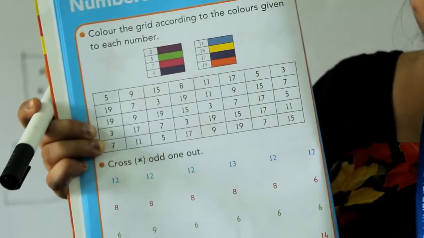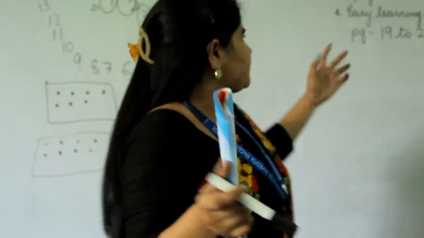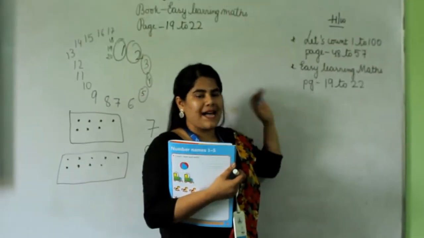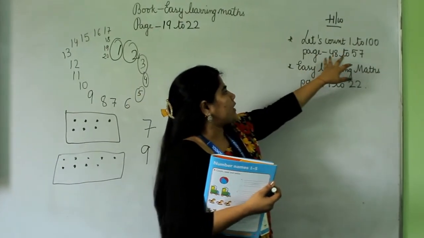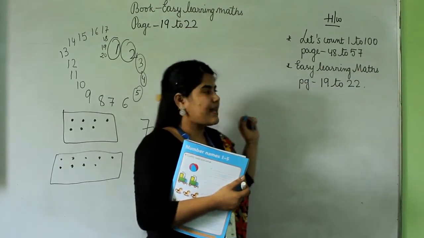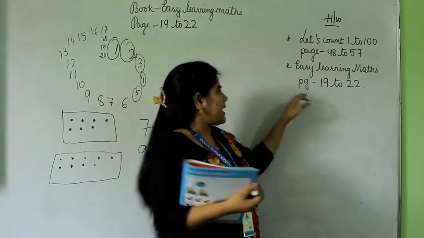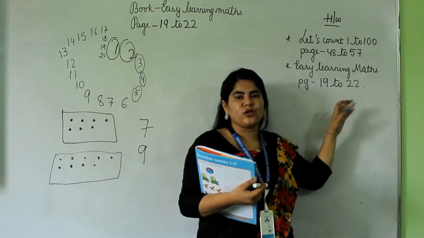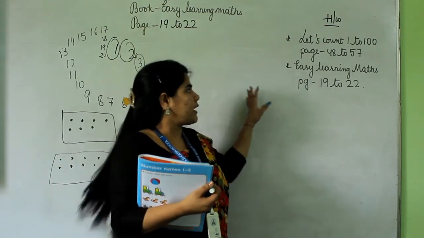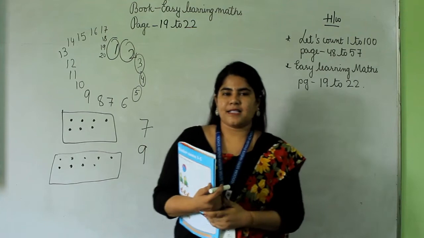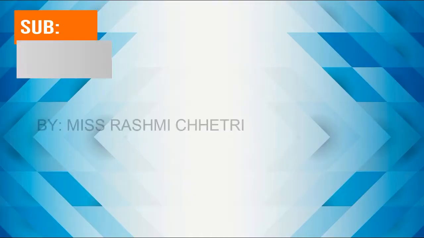Okay. So students, have a look at the board. Your homework for maths is Let's Count 1 to 100, page 48 to 57. And for Easy Learning Maths, it's from page number 19 to 22. Okay. So everyone do the homework. Until then, thank you.